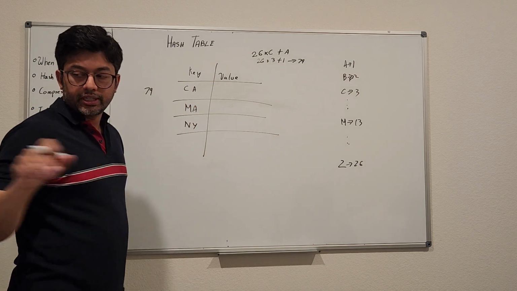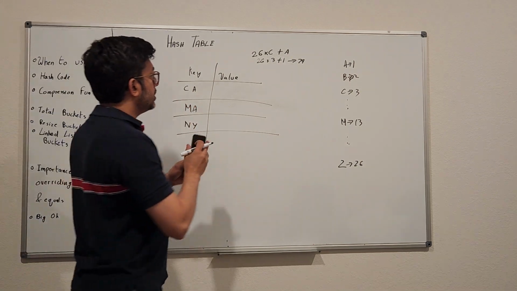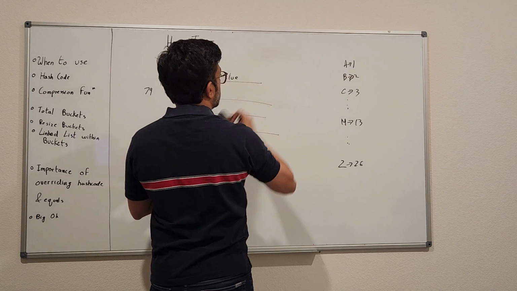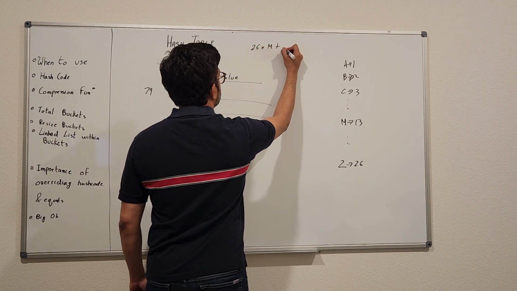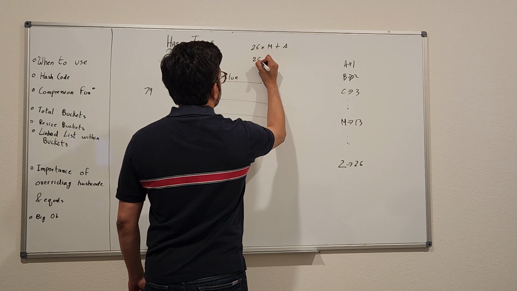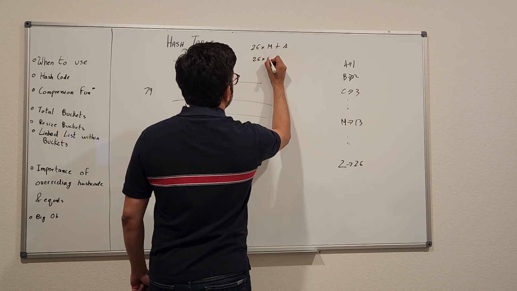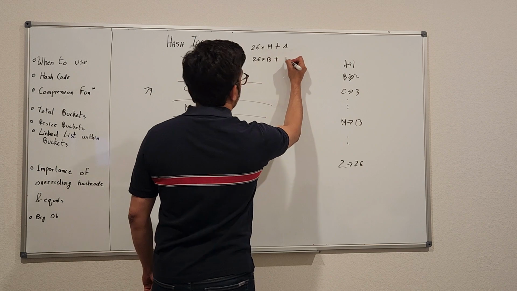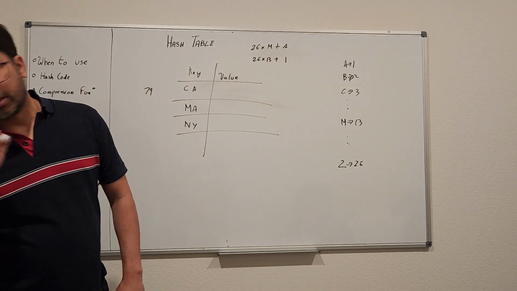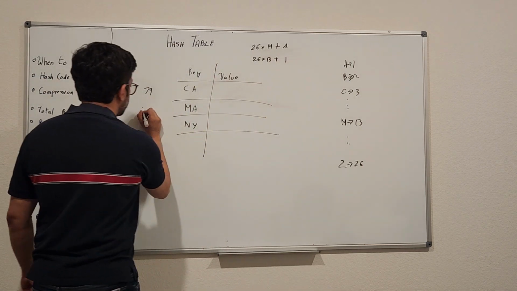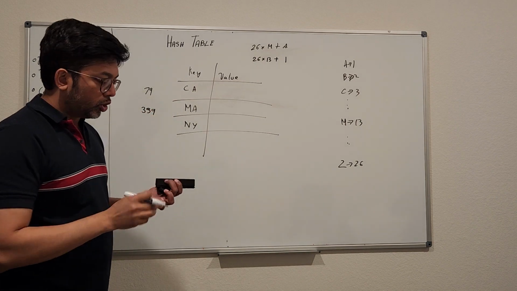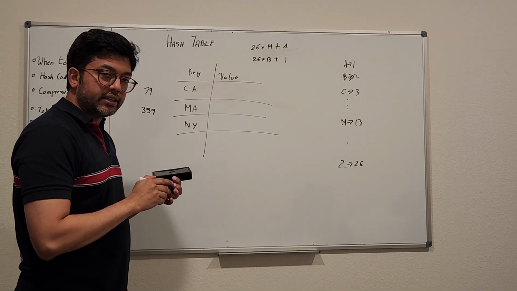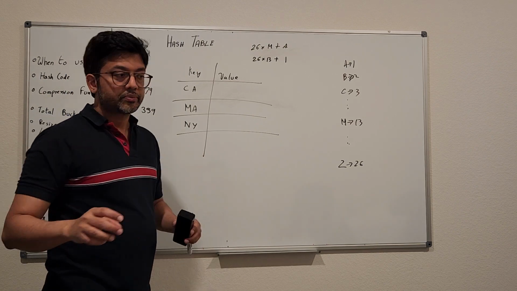And let's look at Massachusetts. Massachusetts would be 26 times M plus A, which is 26 times 13 plus 1, which comes out to 339. So Massachusetts is 339. Basically, this is all what a hash code is. You just take that key and convert it into a unique number.